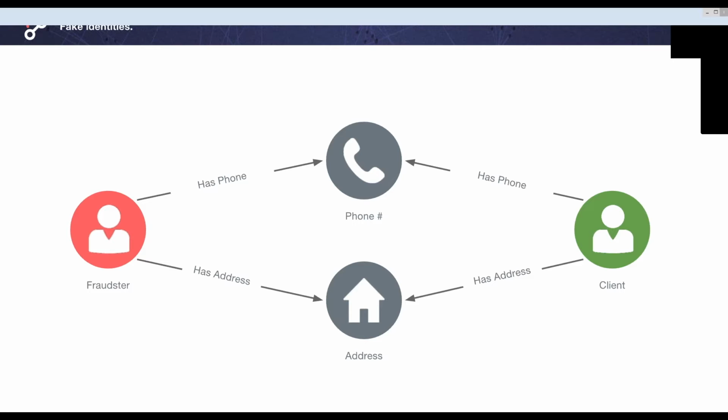Here, for example, we are talking about fake identities, and we can identify that the client on the right shares a similar address and a similar phone number with another fraudster. So we can deduce from that our seemingly normal client on the right is probably also a fraudster.